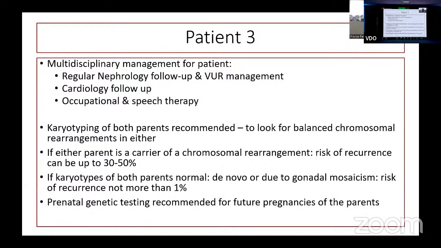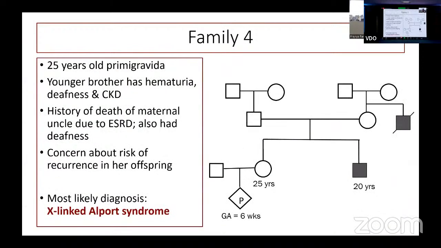If, however, the karyotypes of the parents are normal, then it is likely to be a de novo variation in the child, or sometimes there's also something called gonadal mosaicism in one of the parents, because of which the risk of recurrence may be up to 1%, but usually not higher than that. So accordingly, after evaluation of the parents, appropriate genetic counseling can be done for them, and prenatal genetic testing can be recommended if they plan for further pregnancies.